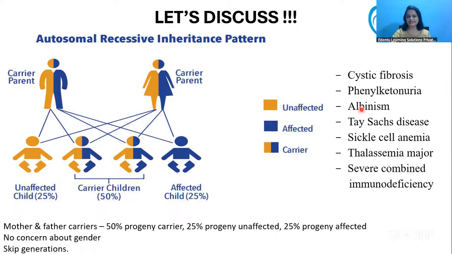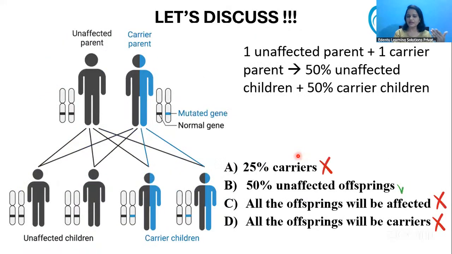Diseases like cystic fibrosis, phenylketonuria, albinism, Tay-Sachs disease, sickle cell anemia, and thalassemia major are all examples of this autosomal recessive pattern of inheritance. Now, this is when two parents are carriers. Okay. Now, next have a look at the one that is mentioned in the question. That is, one is a carrier and one is completely unaffected. Okay. So, what can be the case?